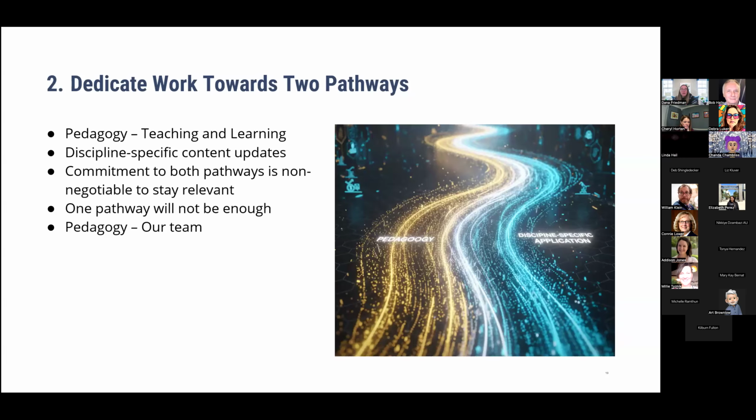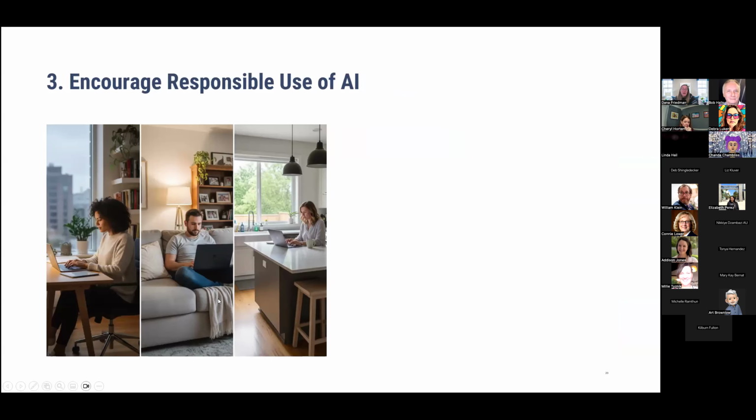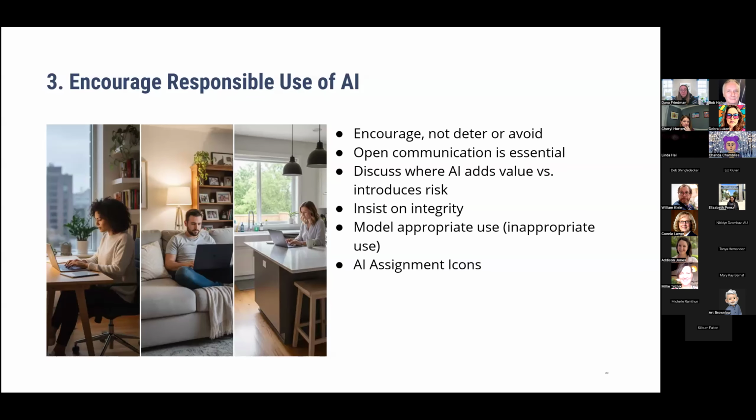What are they doing in marketing? What are they doing in supply chain and accounting with AI? We have to look at both of those. And this is probably the biggest one.